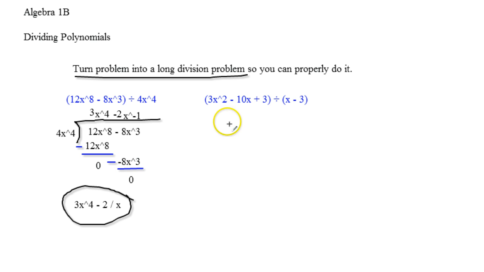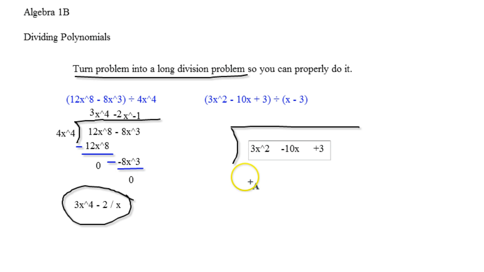Okay. All right, now this one, once again, I'm going to treat it just like the other one. So this is going to be 3x squared minus 10x plus 3, and we're going to divide it. Now here's the tricky part, is I'm going to divide it by x plus 3, or x minus 3.